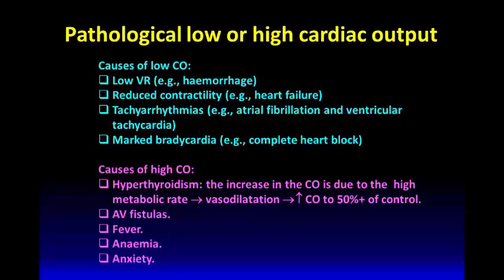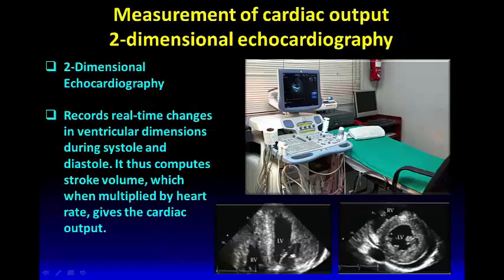Someone may say, simple, the cardiac output is 5 liters in a normal adult at rest. Correct, but this is a normal adult. In someone who is not normal, the resting cardiac output is not 5 liters per minute. We can measure the cardiac output with the use of two-dimensional echocardiography. So this is the echo machine which we use to measure the cardiac output.